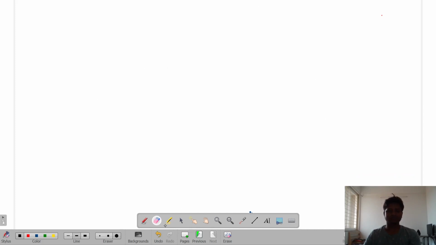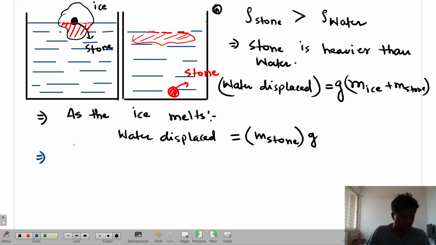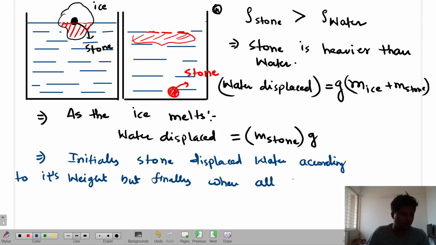So in case two, when the stone is there, remember that initially a stone displaced water according to its weight, but finally when all ice melted, the stone gets drowned.